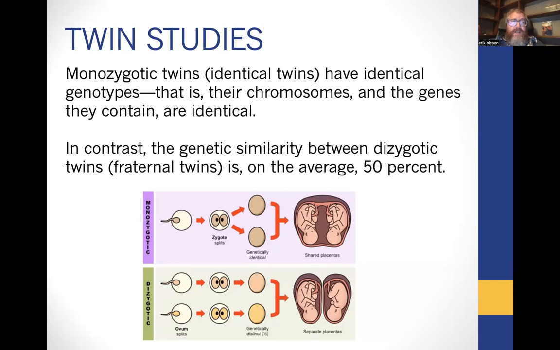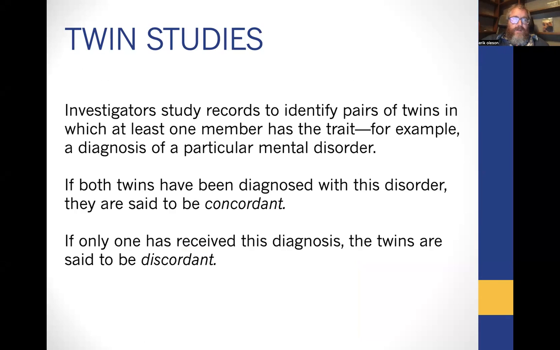So for twin studies, in identical twin studies, you have identical genotypes. That is, their chromosomes and the genes that they contain would be identical. But in contrast, the genetic similarity between zygotic twins, fraternal twins, is on average 50%. So in twin studies, investigators would study records to identify pairs of twins in which at least one member has the trait, for example, a diagnosis of a particular mental disorder. If both twins have been diagnosed with this disorder, they're concordant. If only one has received this diagnosis, the twins are said to be discordant.